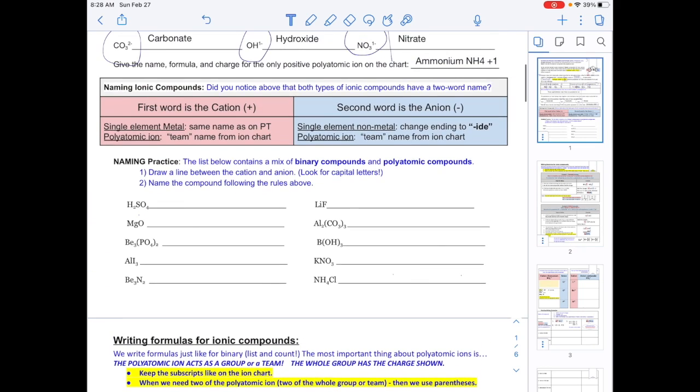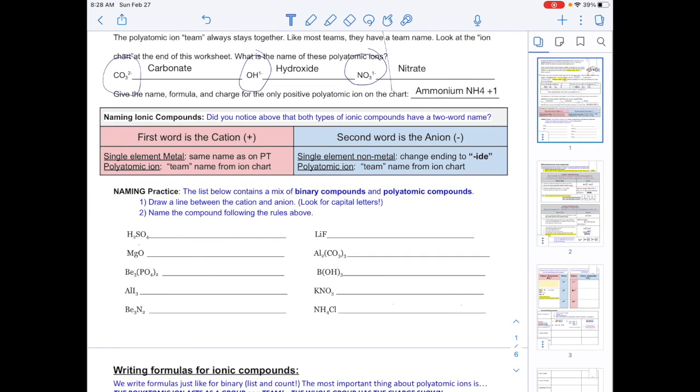In any case, the first word is the cation, always the positive first, and then the second word is the anion. The first word might be a single element metal, and if it is, you name it the same as on the periodic table. Or if it's a polyatomic ion, you use the team name from the ion chart. On the blue side here, the second word is the anion. If it's a single element nonmetal, you change the ending to "ide." If it's a polyatomic ion, you use the team name from the ion chart.